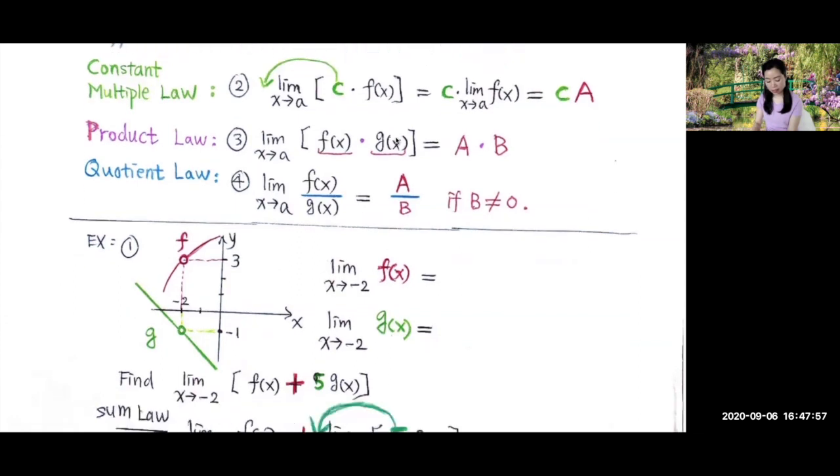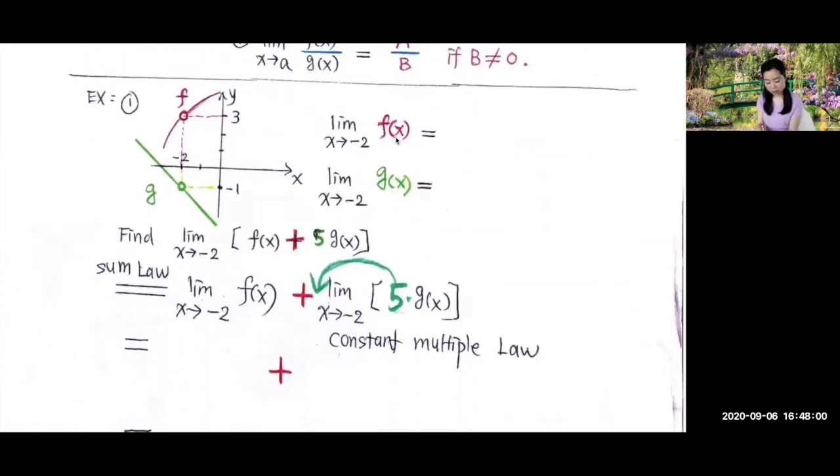Now take a look at this first example. We have this graph here. This is the graph for the function f, and this is the graph for the function g. As x approaches -2 from both sides, what is f of x approaching? As x approaches -2 from the left side and the right side, you see f of x is approaching 3. So this limit is equal to 3. What about g of x? We go along the straight line here, approaching -2 from the left and from the right. What happens to the y value? The y value is approaching -1. So this is equal to -1.